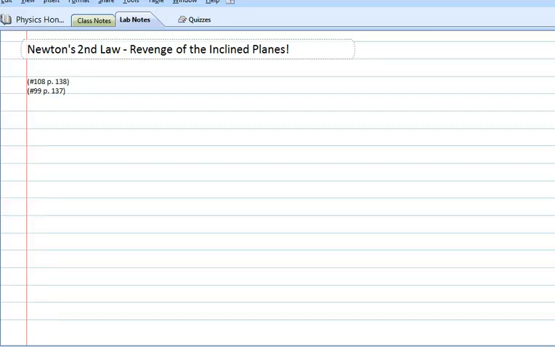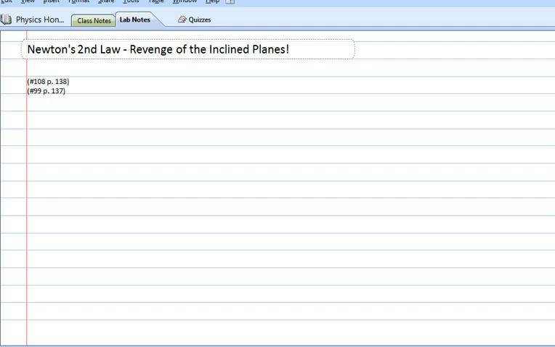Hey guys, welcome back. This is another example of an inclined plane problem, and we're also going to throw in some friction with this. So that should make it a little bit easier for you to keep practicing these problems if you see another example.